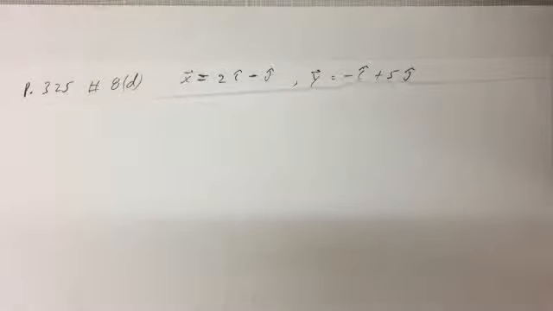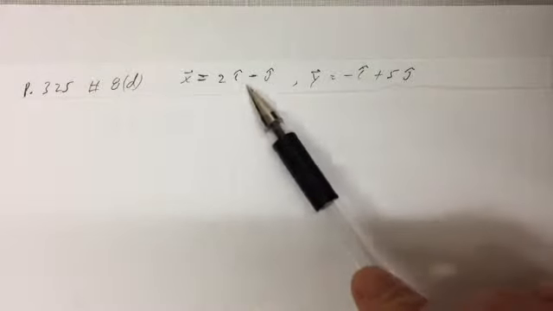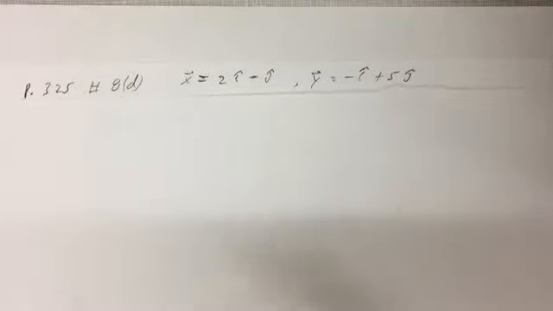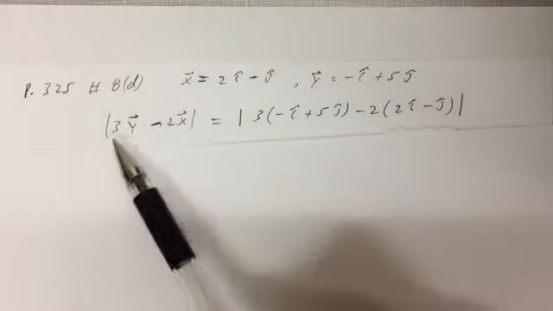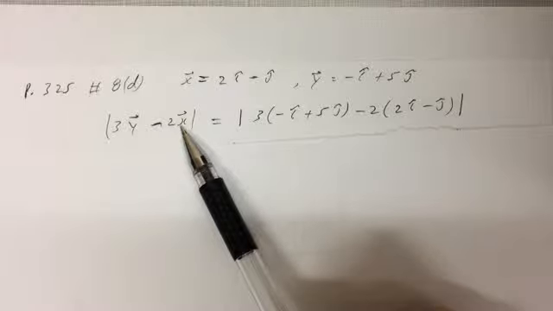Okay, so we're going to do page 325, numbers 8D, 12, and 15. So 8D says to use the vectors in the previous question, x equals 2i minus j, and y equals negative i plus 5j. And it wants you to evaluate the magnitude of 3y minus 2x.